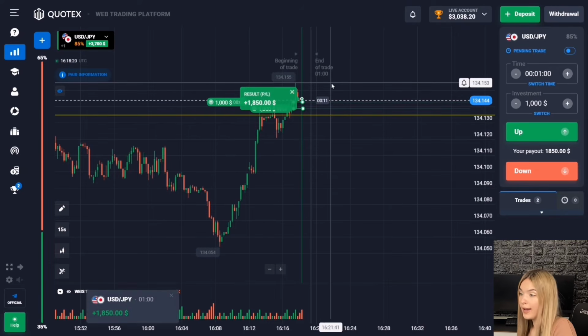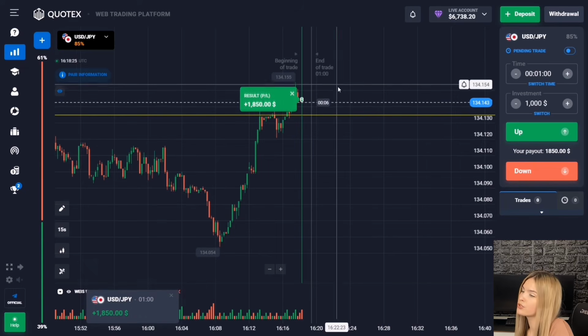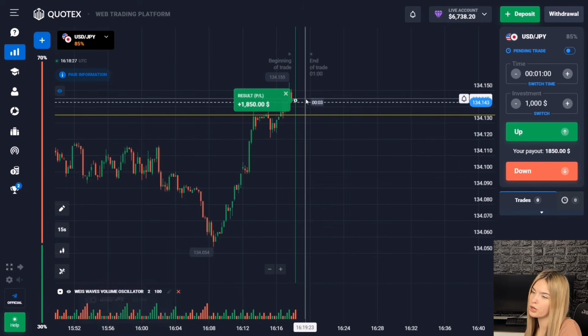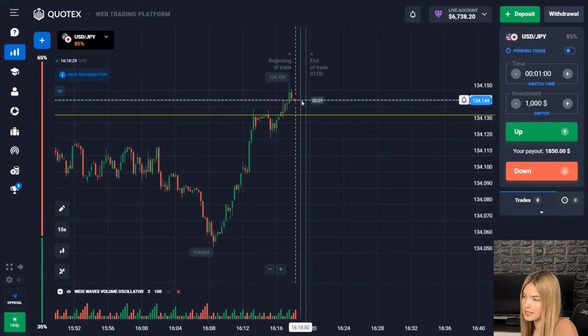Well guys, that's quite good. The price continued to move up and we managed to close our deal with a profit. 1 minute was just enough for us. We managed to work with you precisely to break through the resistance level.